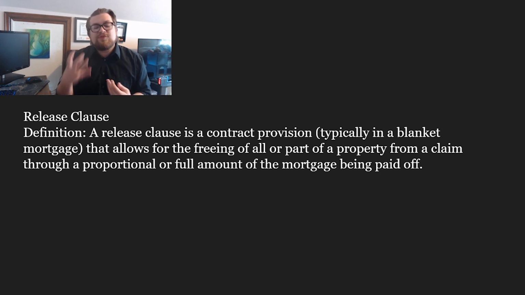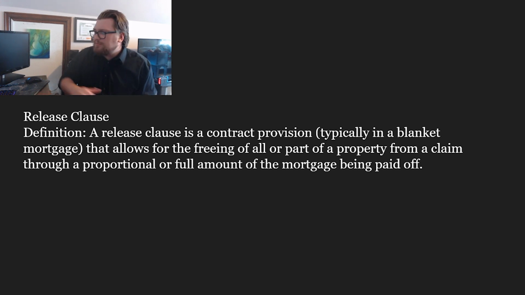That allows for the freeing of all or part of a property from a claim through a proportional or full amount of the mortgage being paid off. This one's a little bit more confusing to understand. However, what's important to note is it's typically in a blanket mortgage. So when you're going to see this, basically, it's just people paying off individual properties so that they can own it outright instead of having to wait to the very end to own everything. But yeah, all it does is allow investors to pay off a specific portion of their blanket mortgage versus all in one lump sum.